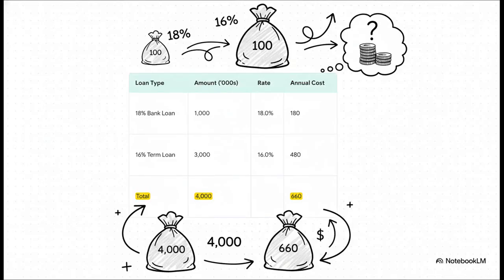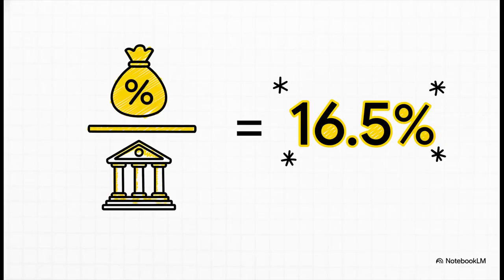So let me show you how it works. You just list out all of your general borrowings. In this example, we have a 1 million loan at 18% and a 3 million loan at 16%. You work out the annual interest for each one. That's 180,000 for the first and 480,000 for the second. That gives us a total interest cost of 660,000 on total borrowings of 4 million. And then comes the easy part. You just divide that total interest cost by the total borrowings.